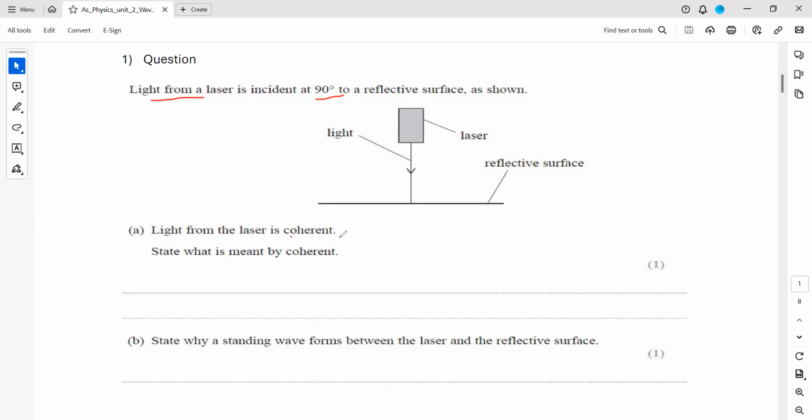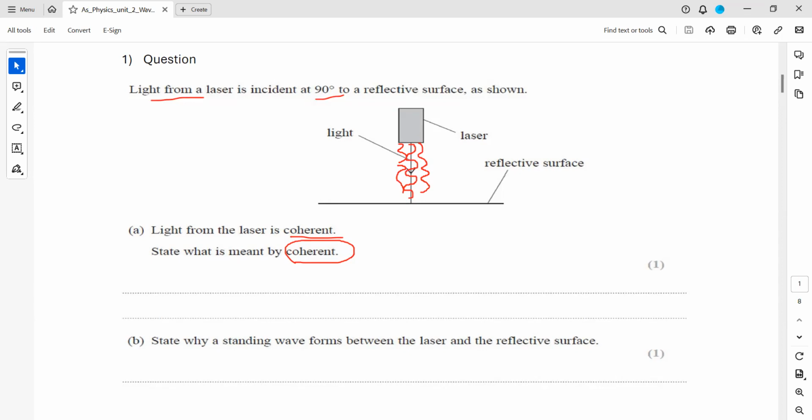Light from the laser is coherent. You have to learn the definition of coherent. Coherent means it has a constant phase relation. What does it mean? Every time the crest comes out from the source, all the waves have the crest every time. That means the constant phase relation is there.